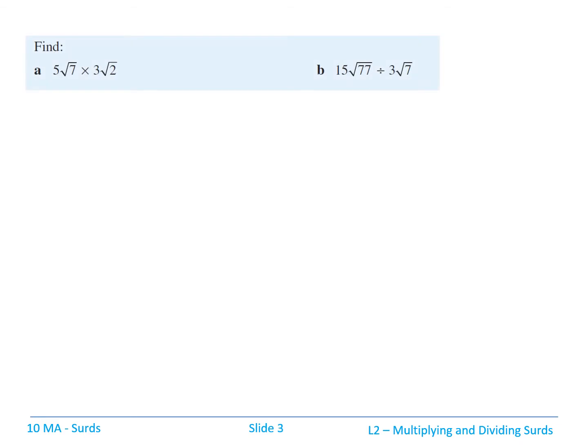Okay, so when we multiply these two surds together, we multiply outside by outside, so 5 by 3, and then inside by inside, 7 by 2. We know that 5 3s are 15, 7 2s are 14. There's nothing that goes into 14 that's a perfect square, so that's our surd in simplest form.